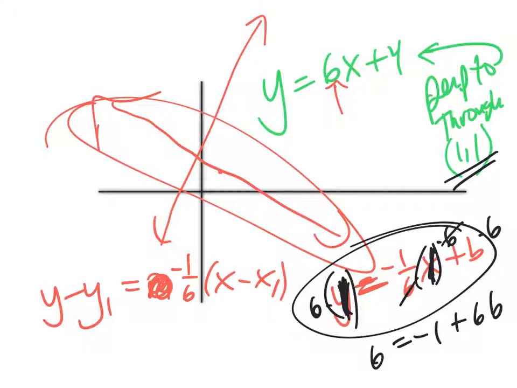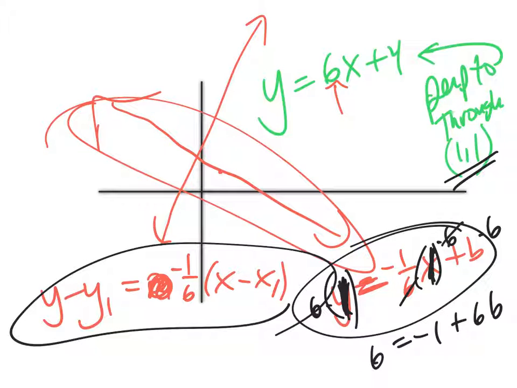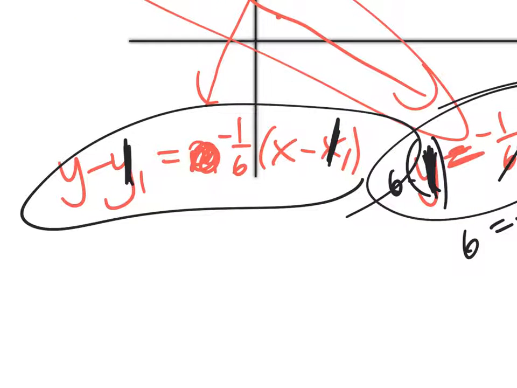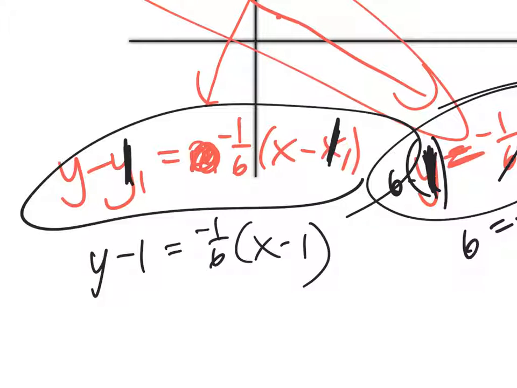All right, but I bet you most of you guys did it this way. So I'm going to do it that way. And I put in my point 1, 1. 1 goes here, 1 goes here. Part of the beauty is you're done. That is an equation that goes through that point with that slope.